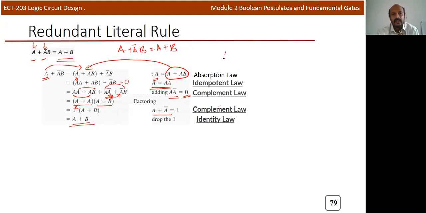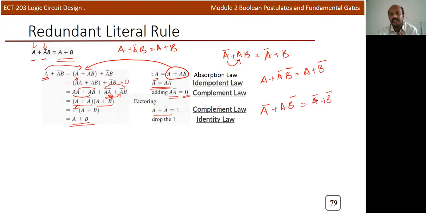Similarly, A bar plus AB we can write as A bar plus B, because the complement of the variable is here. And A plus A bar B bar we can write as A plus B bar. By comparing this equation I can write this. Another one, A bar plus A B bar, I can write as A bar plus B bar. All these expressions I can simplify by using this particular standard result.